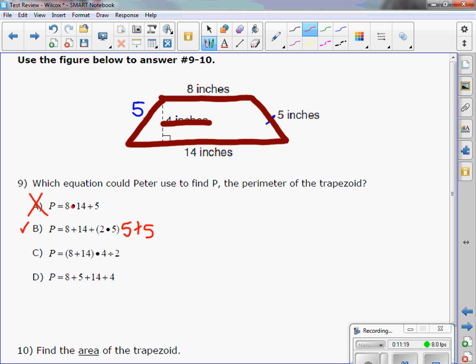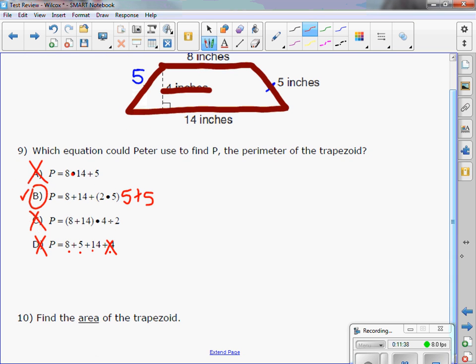8 plus 14 times 4 divided by 2? No, that's not going to work. That's area of a trapezoid. 8, 5, 14, and 4? No, we said we didn't want to use the 4. That was in the inside of our trapezoid. So my answer choice here is B.